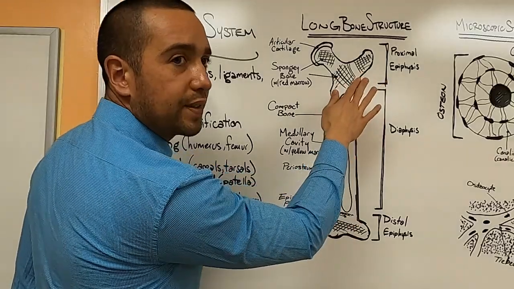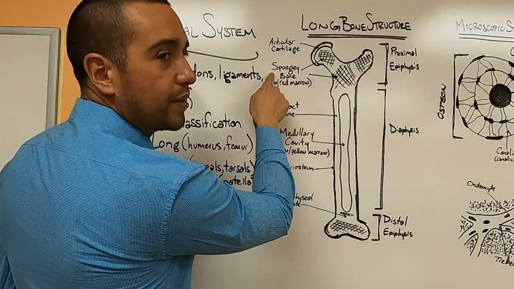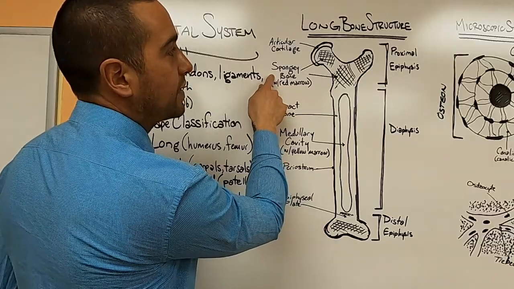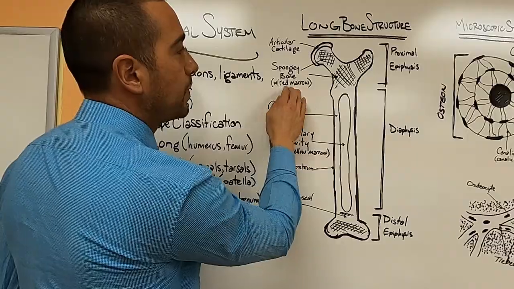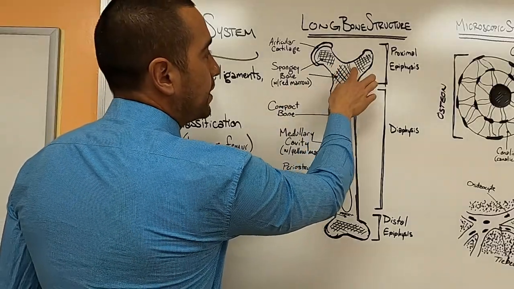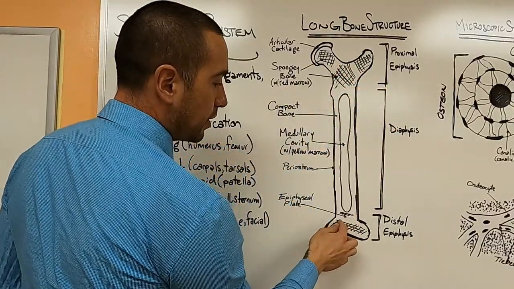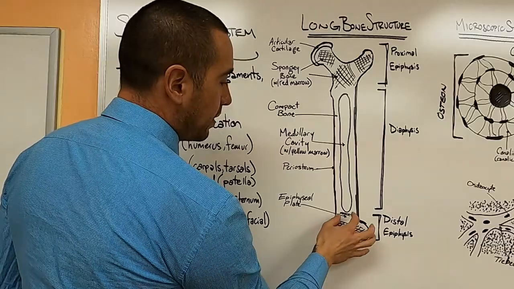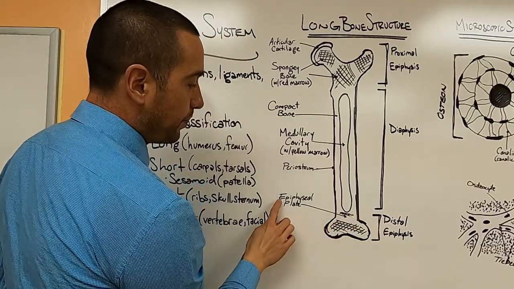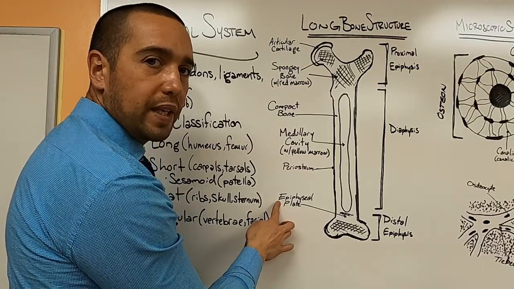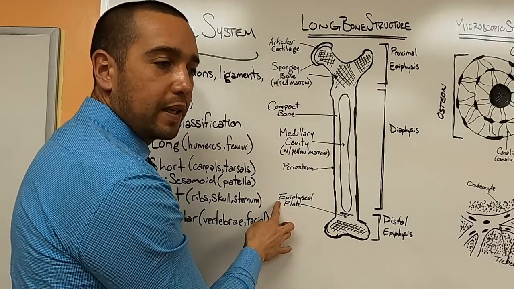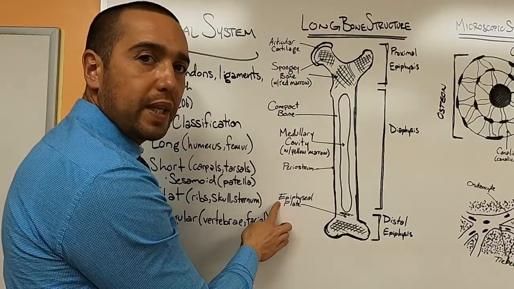In the epiphysis is spongy bone. It's got open holes where there would be red marrow. These sections here and here, where there's a gap in the spongy bone, is called an epiphyseal plate. That's where the bone is growing as you're maturing and is sometimes referred to as a growth plate.